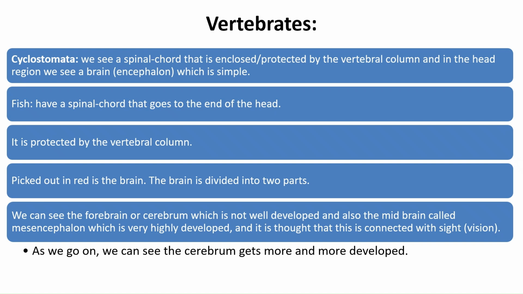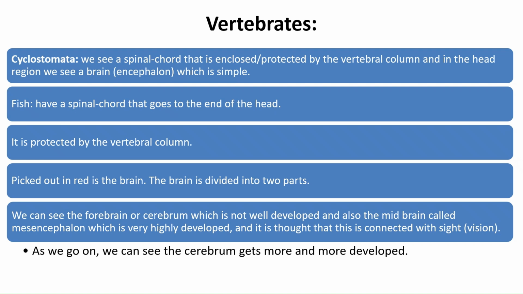Here we are going to look at vertebrates. The first one is cyclostomata, and we see a spinal cord that is enclosed or protected by the vertebral column, and in the head region we see a brain, that is encephalon, which is simple.